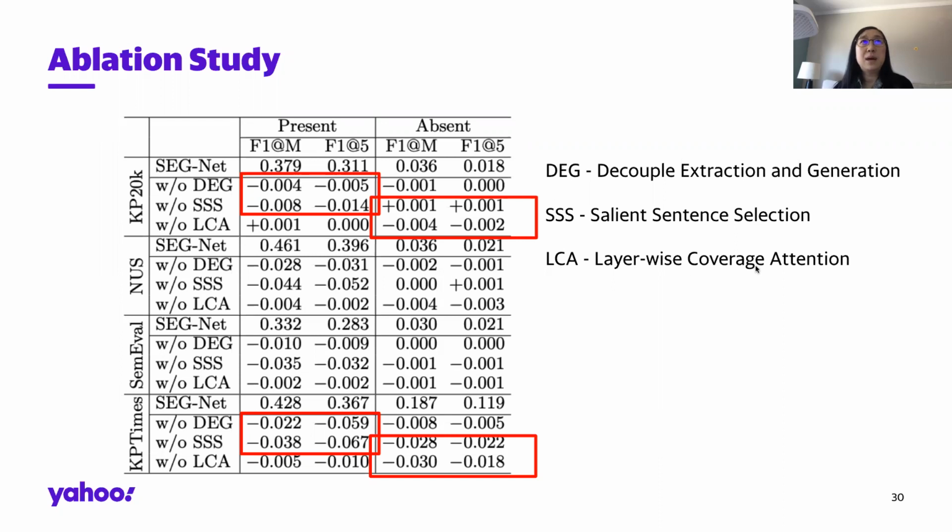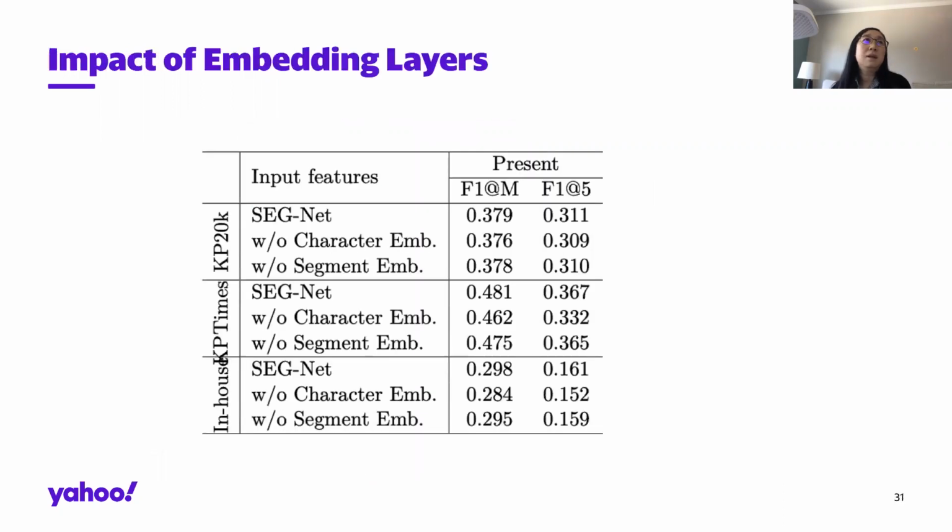And then for the layer-wise coverage attention, because it's a particular mechanism we introduced for the decoder, it's as expected producing much better performance for the absent key phrase generation, but doesn't affect the present key phrase generation much. Then we also evaluate the impact of the embedding layer, as we have these different character embedding, segment embedding, and so on. It turns out that each of them contributes a little bit to the final improvement.